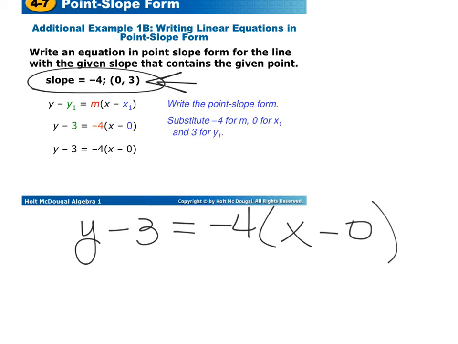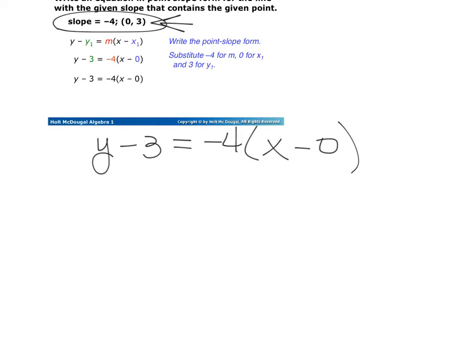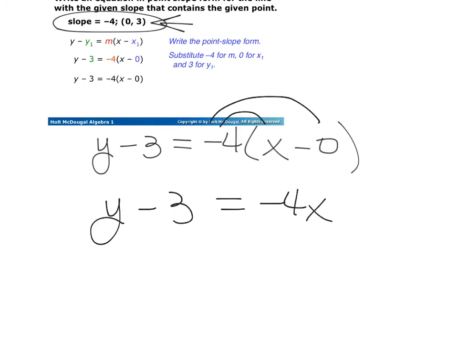Okay, then they're also going to ask you to put it into slope intercept. So let's go ahead and distribute it. Let's practice it. I'm going to need to distribute the -4 to both. And I get -4x. What's -4 times 0? 0, right? Do I need to put +0 here? No, I don't need to. So just know that that's a +0.